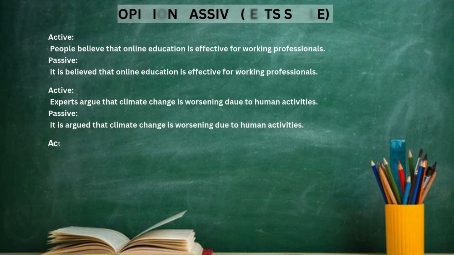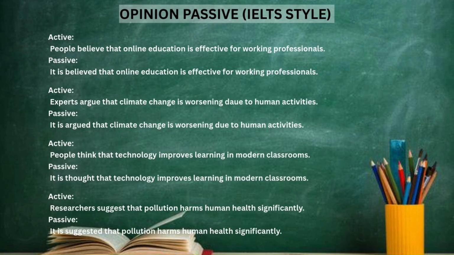Now, opinion passive, IELTS style. Example number 1. People believe that online education is effective for working professionals. Pause and convert. It is believed that online education is effective for working professionals.